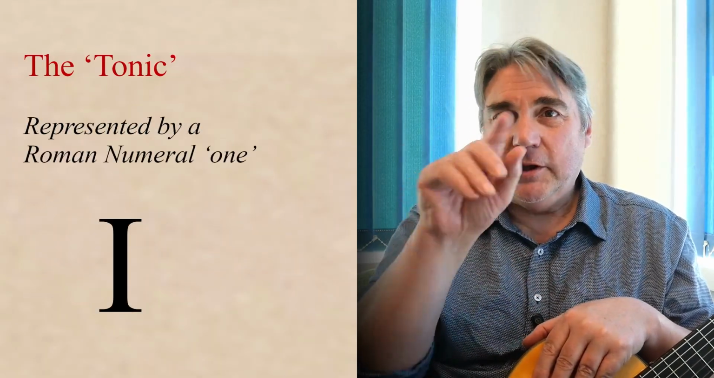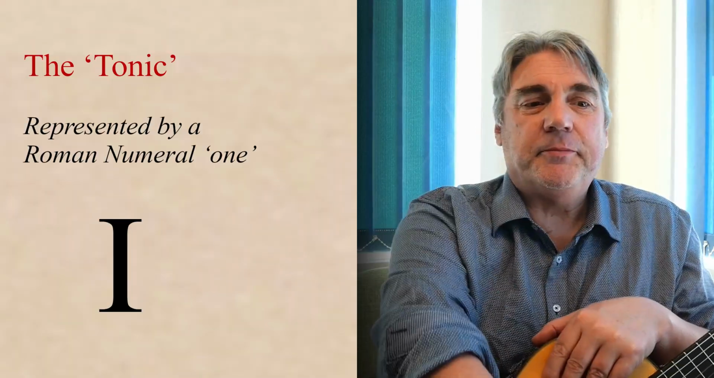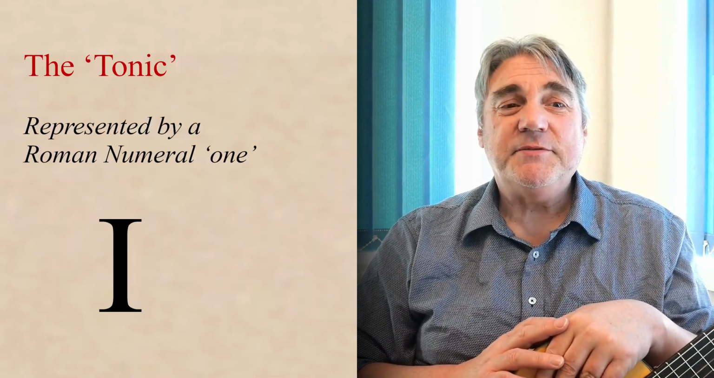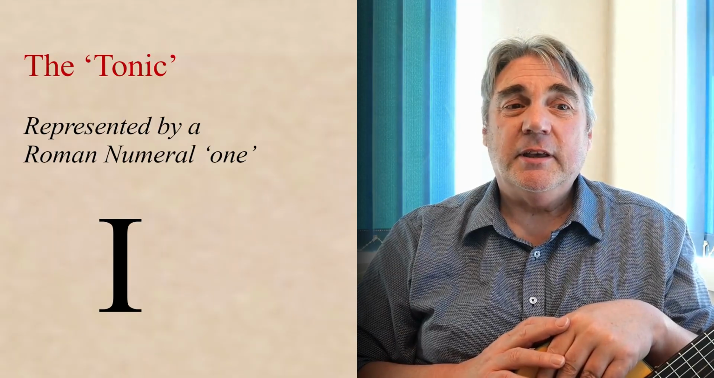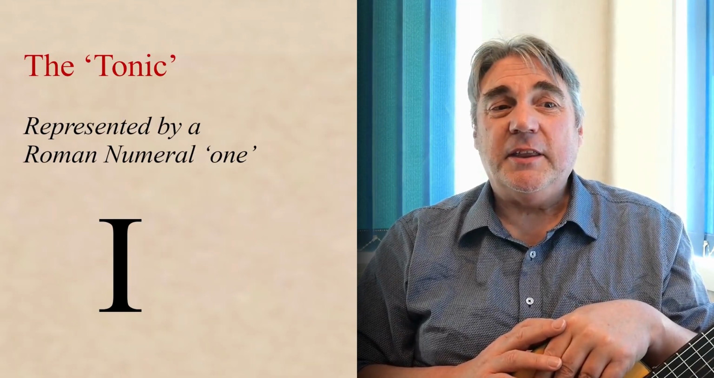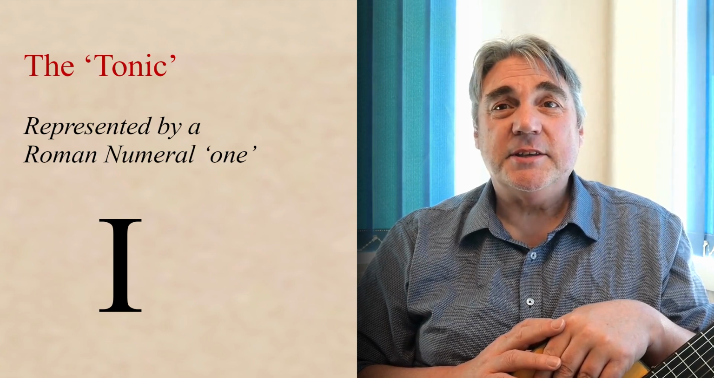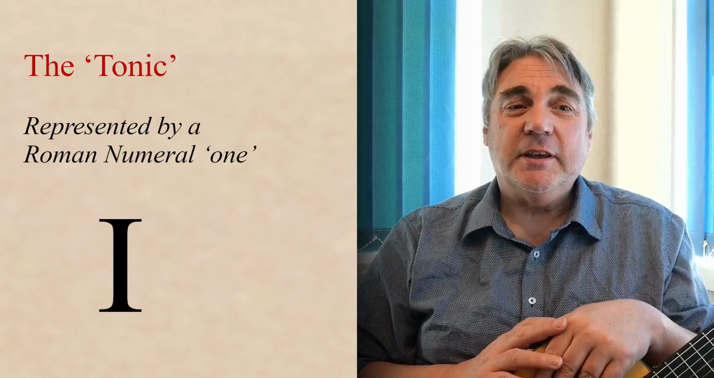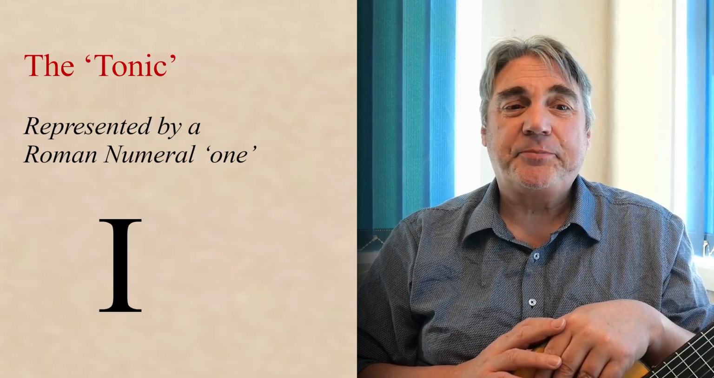and is represented in Roman numerals by the numeral 1, an I, Roman 1. In do, re, mi, that's do. In the key of C major, the tonic is the chord of C major. In the key of D major, the tonic is the chord of D major. In the key of C minor, the tonic is the chord C minor.